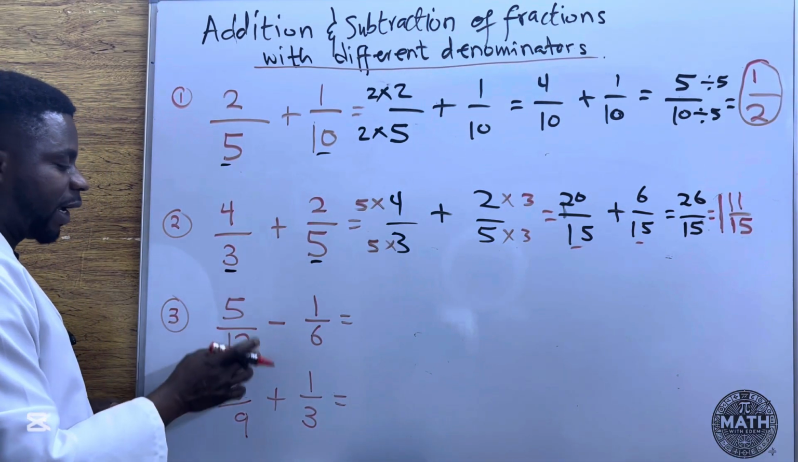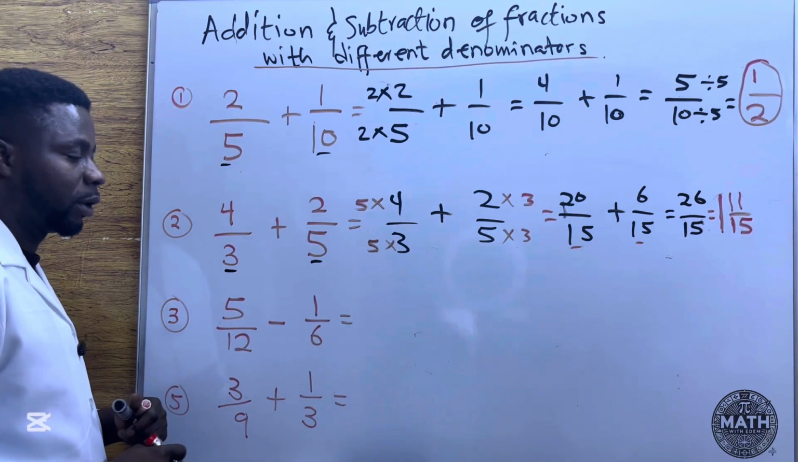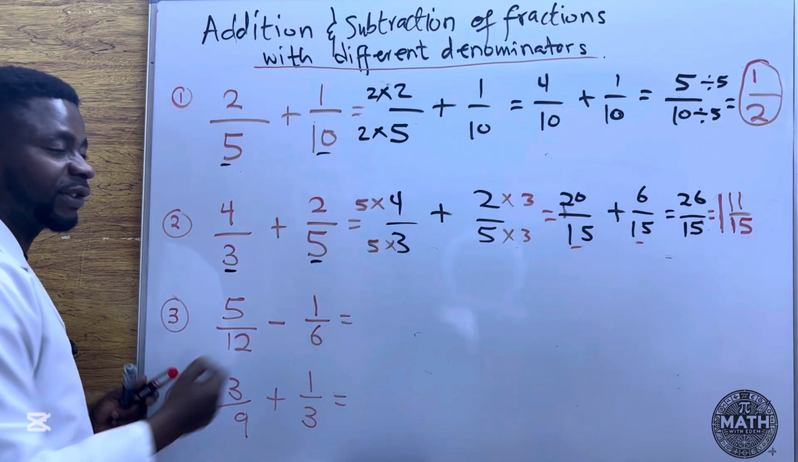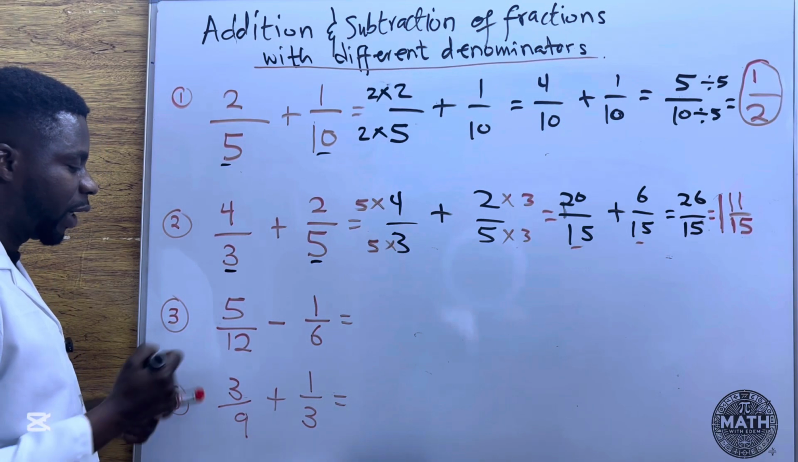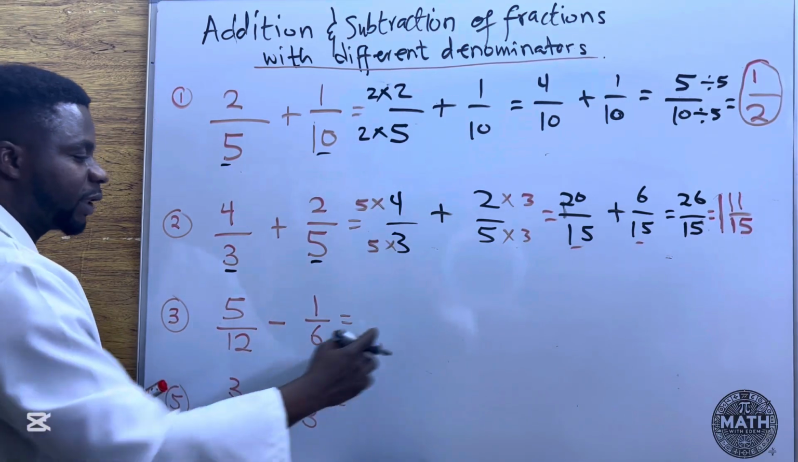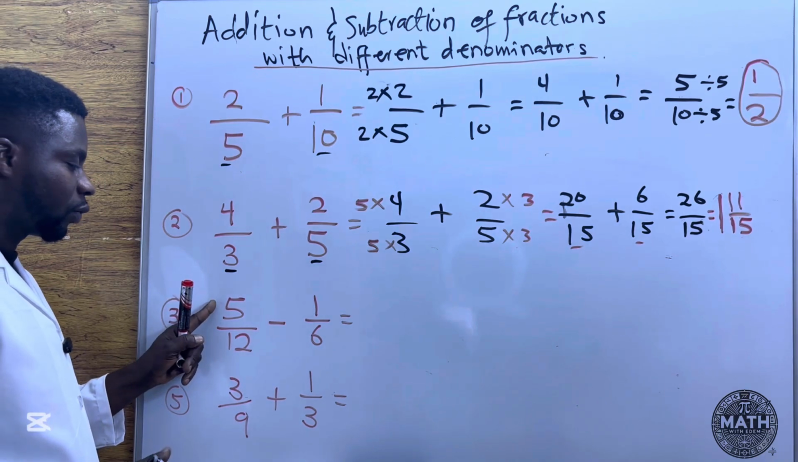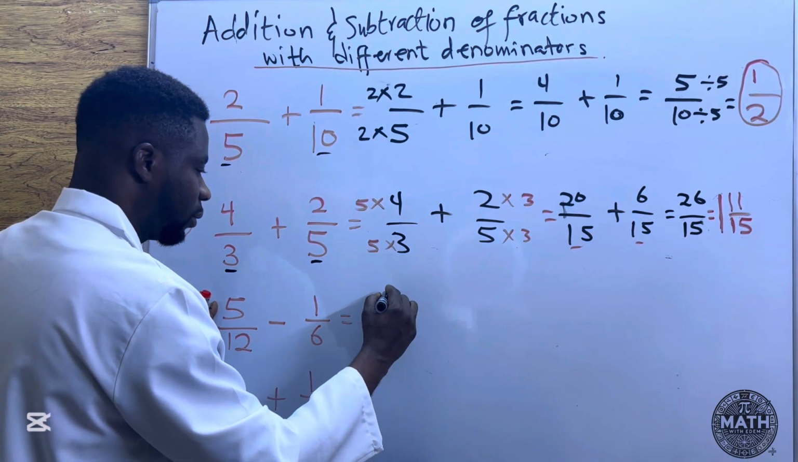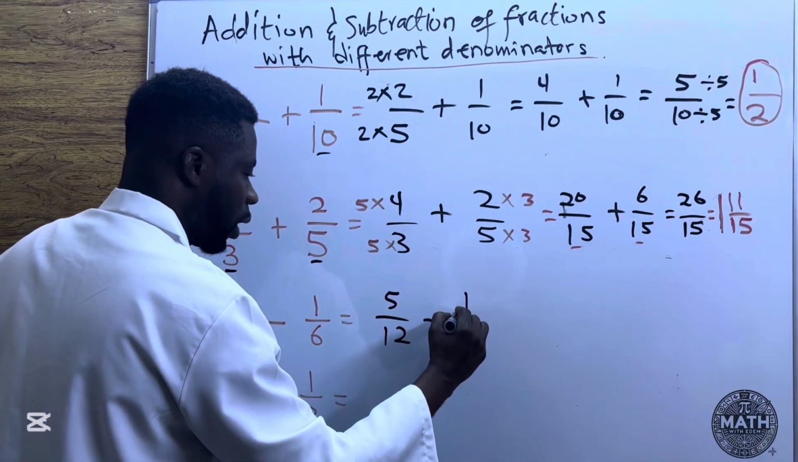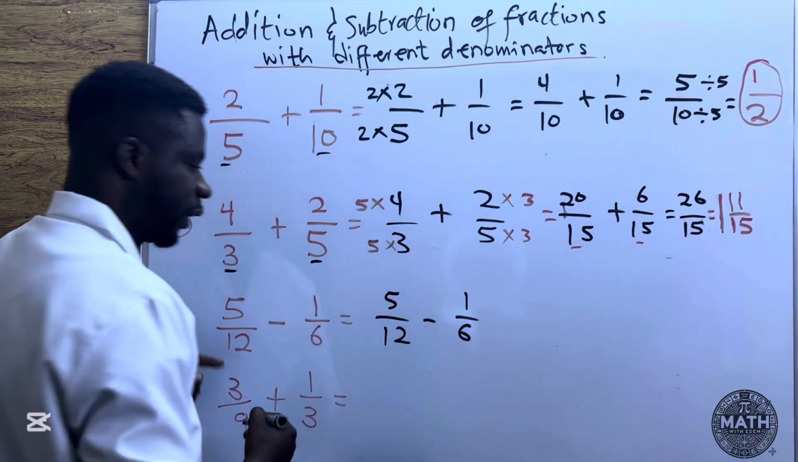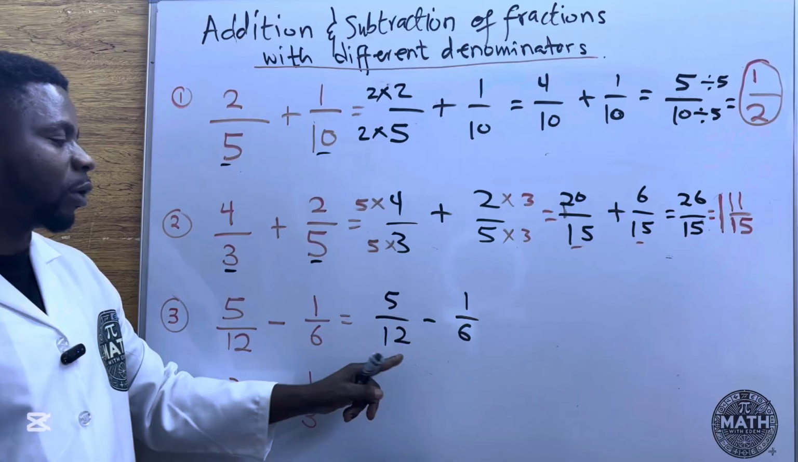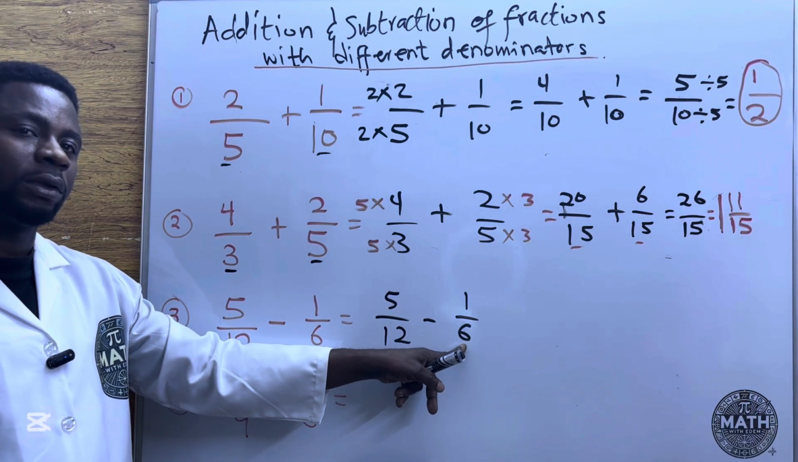Now let's go to question number 3. We have 5 over 12 minus 1/6. So here, our focus is to make the denominators the same. Okay, so we have 5/12 minus 1/6. So let us make the denominators the same. So I'm going to be writing the same fraction, 5 over 12 minus 1 over 6.